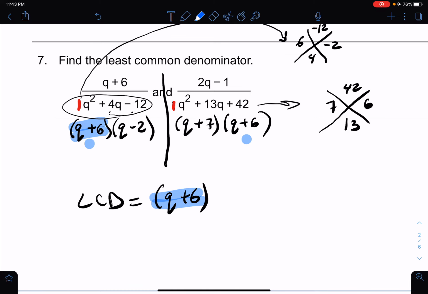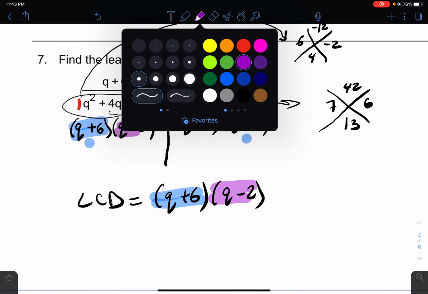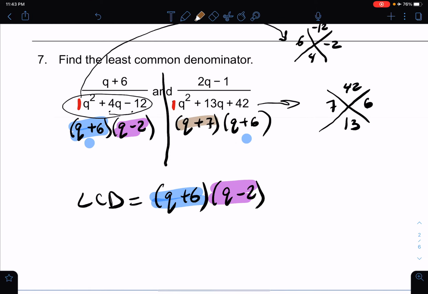But now we have some unique pieces, like there's only a q minus 2 here. So q minus 2 must be multiplied with our least common denominator. I'm also seeing another unique factor, let's go with this brown color, q plus 7. So that's also going to need to be represented. So our LCD is q plus 6 times the quantity q minus 2 times the quantity q plus 7.